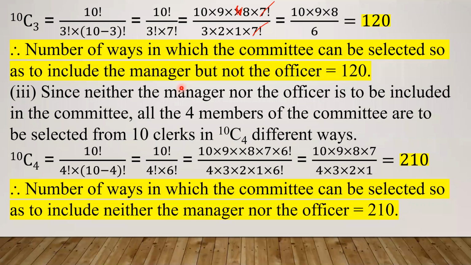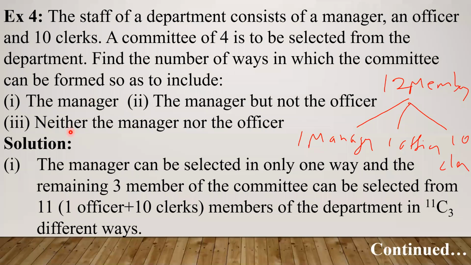Okay. Let us see the third one. Now you have to find the number of ways in which the committee can be formed so as to include neither the manager nor the officer.